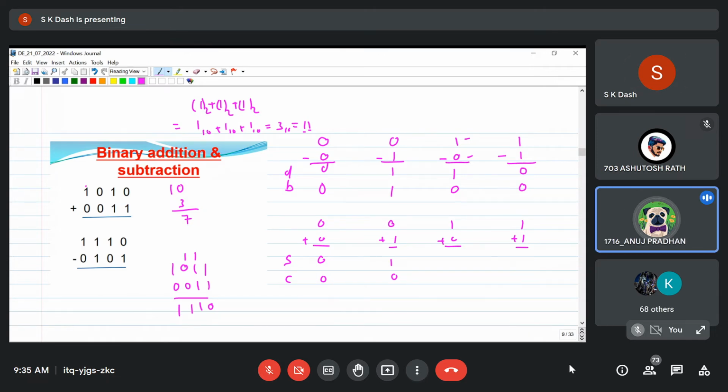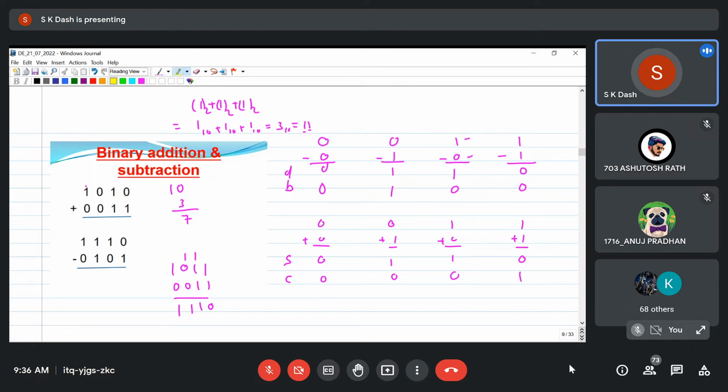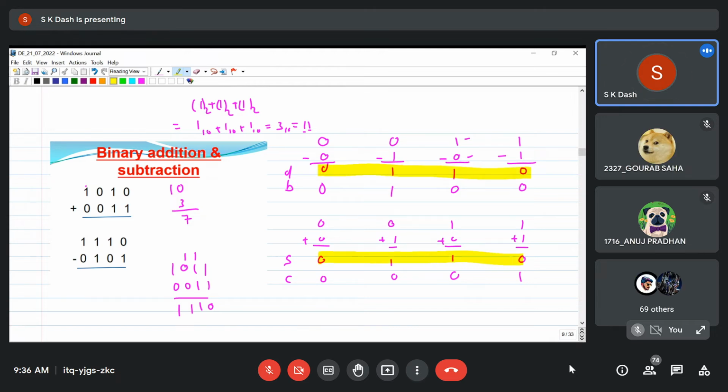Yes, sir. Now, 1 plus 0, sum is 1, carry is 0. 1 plus 1, sum is 0, carry is 1. Is it correct? Now you check these two. Is it the same or is there any difference? Same. The difference is exactly the same as the sum. What is the difference? Difference occurs only in the carry and borrow. That too only in some place. Where?